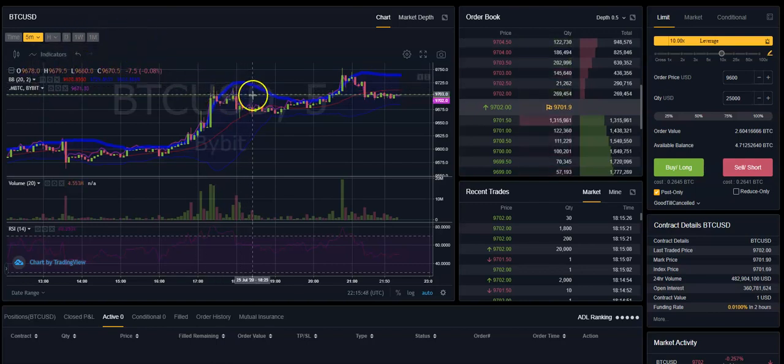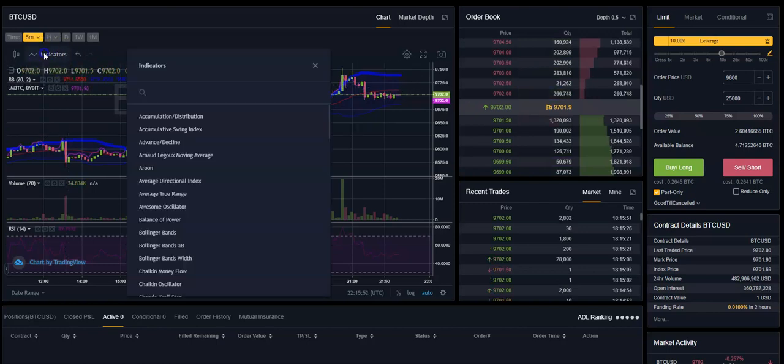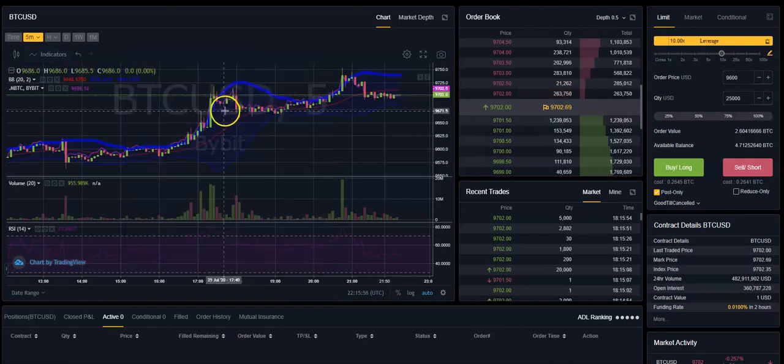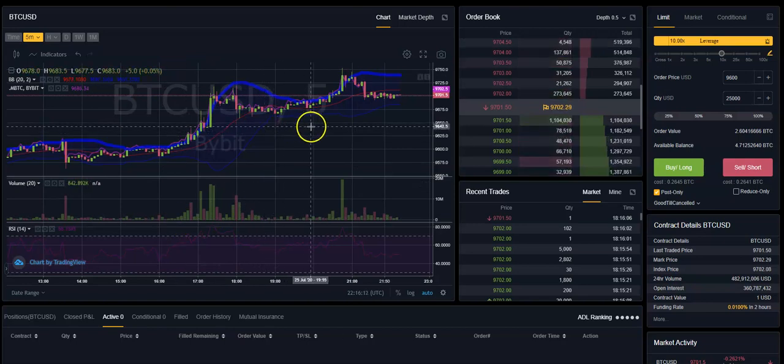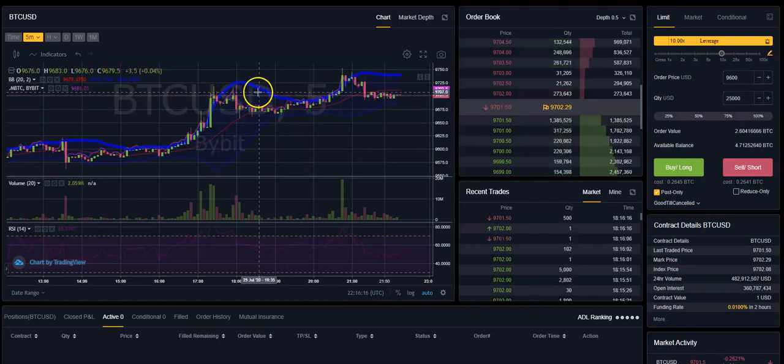Also, you can add and remove indicators just by clicking right here, and on the indicator screen you can search by keywords. The ones that I have set up are Bollinger Bands, volume, and RSI. You personally don't have to use the exact same indicators that I do, but if you are going to trade by a graph, I don't actually recommend using ByBit's graph.